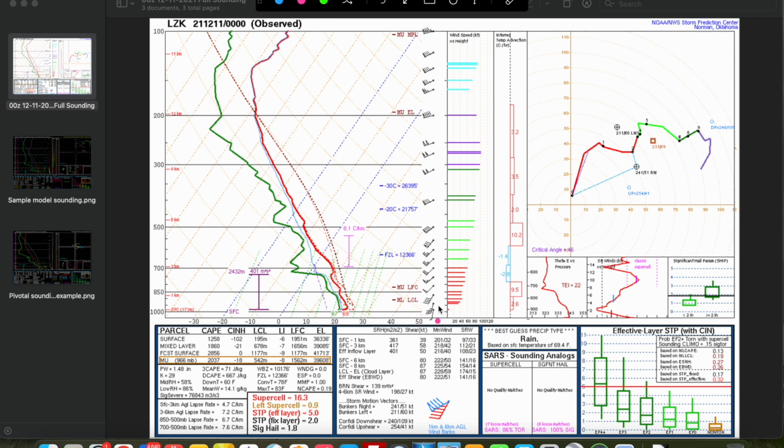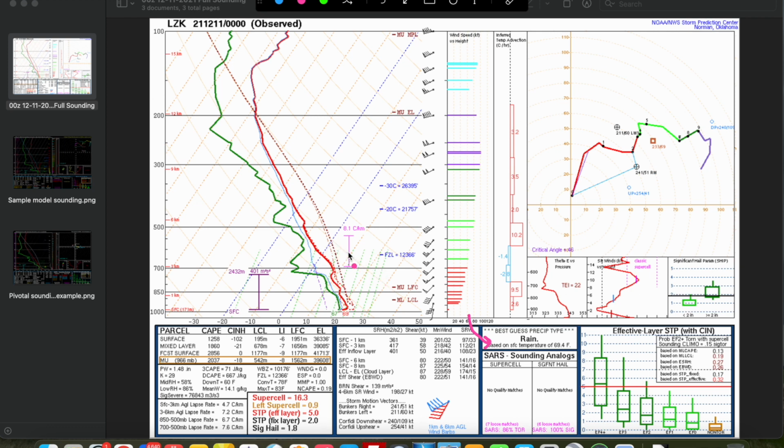All right, we're done with the kinematics box. Now let's move on to this box right in here. This box is going to basically tell us our analogs to our given environment. We'll start up here at this top box. This is basically the best guess precipitation type, and it tells you whether you're going to see rain or winter precipitation in a given environment.